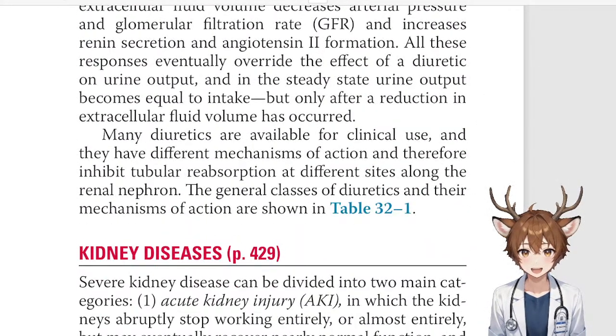Many diuretics are available for clinical use, and they have different mechanisms of action and therefore inhibit tubular reabsorption at different sites along the renal nephron. The general classes of diuretics and their mechanisms of action are shown in Table 32.1.